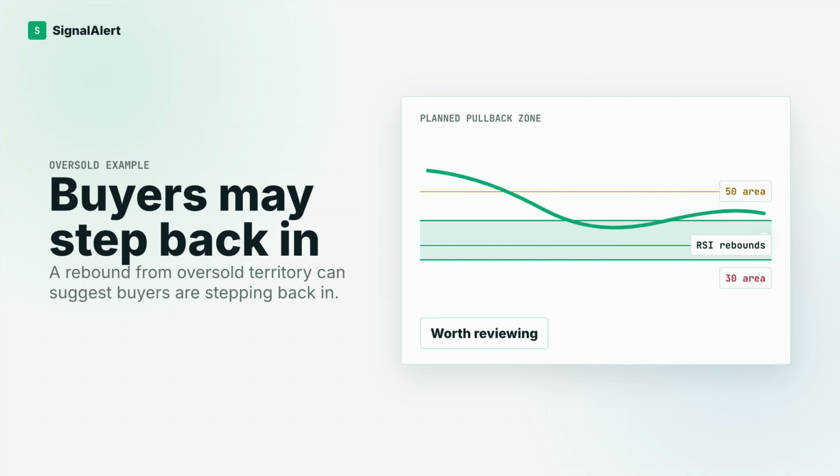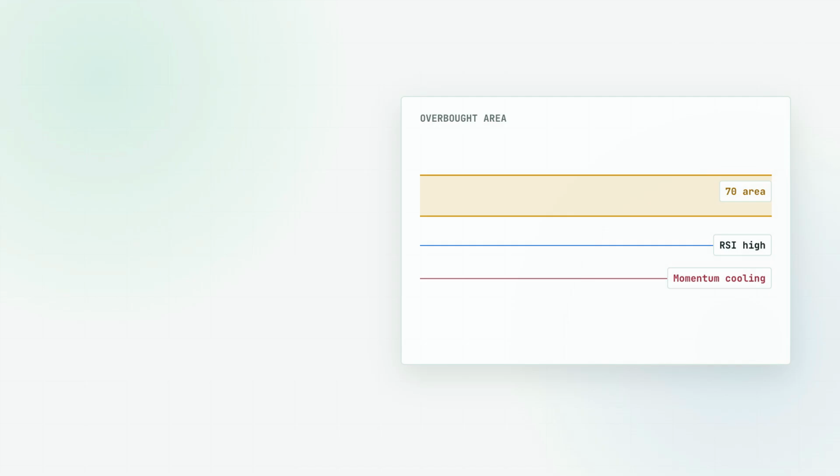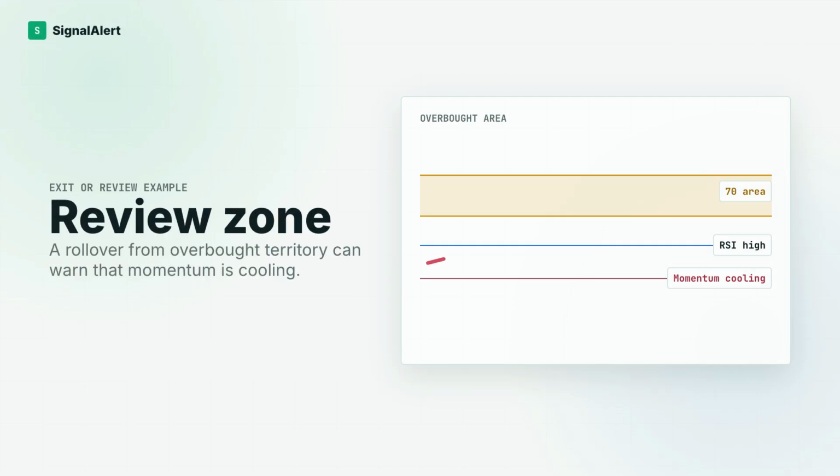When RSI moves high, often above 70, traders call that overbought. That means the stock may have run up strongly and momentum could be getting stretched. When RSI moves low, often below 30, traders call that oversold. That means the stock may have dropped strongly and selling pressure could be stretched.